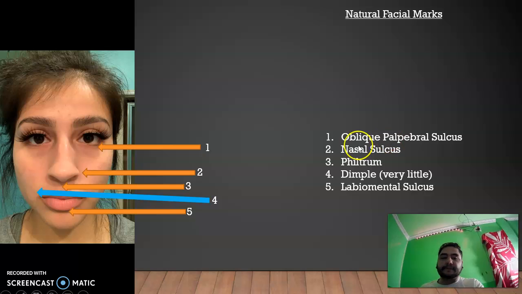So her natural facial markings, I'm gonna butcher these. The oblique, the nasal sulcus, the philtrum, she has a slight dimple and a labiamental sulcus.